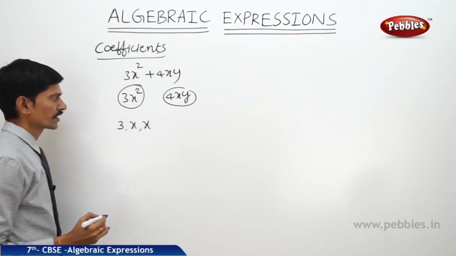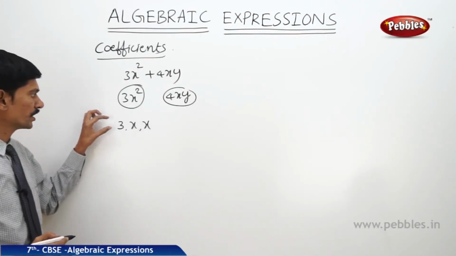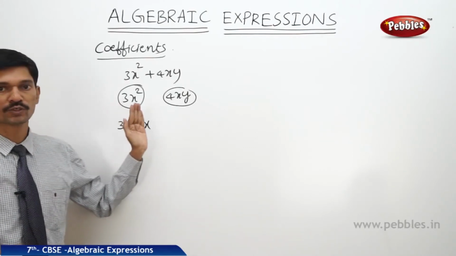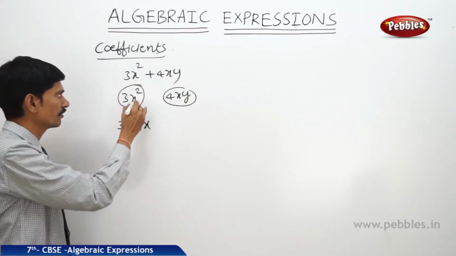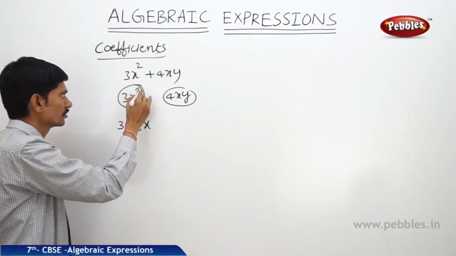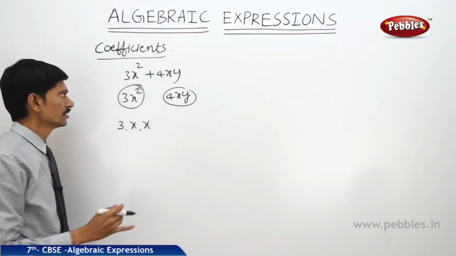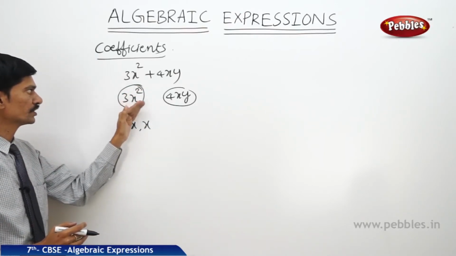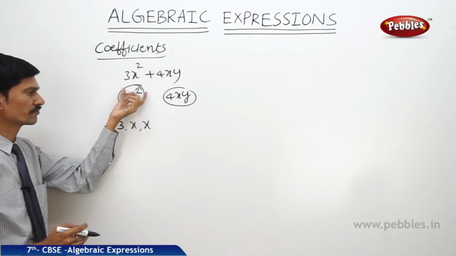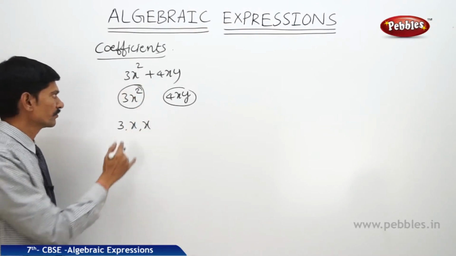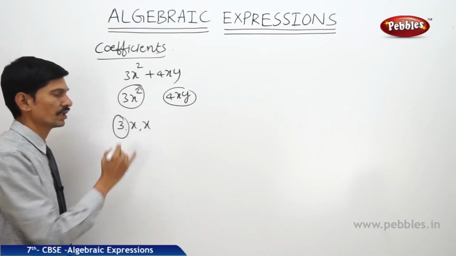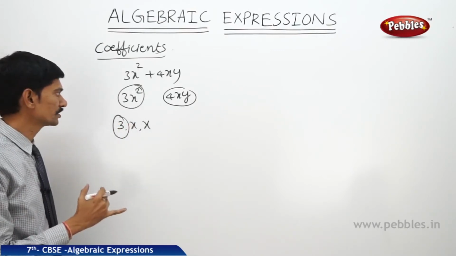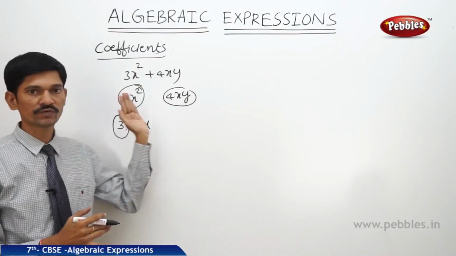x itself. Then here the numerical factor 3 is said to be the numerical coefficient of this term, and the literal factor is x square. So this x square is called the literal coefficient or literal factor of the first term. So the numerical coefficient 3 is also called the coefficient of the first term.